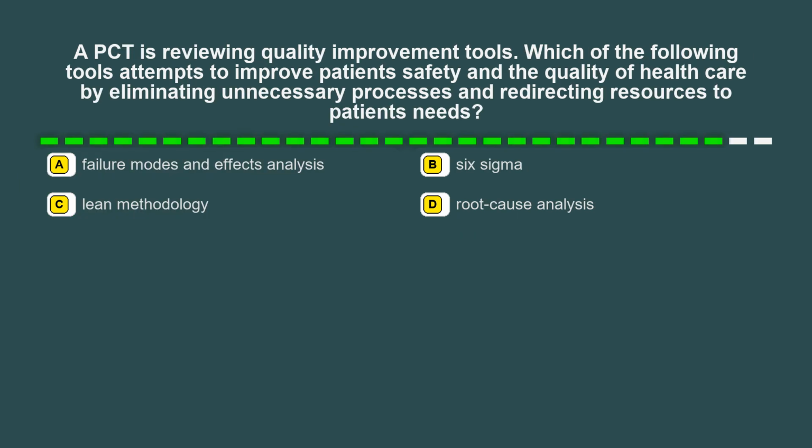Question 31. A PCT is reviewing quality improvement tools. Which of the following tools attempts to improve patient safety and the quality of health care by eliminating unnecessary processes and redirecting resources to patients' needs? Option A, failure modes and effects analysis. Option B, Six Sigma. Option C, lean methodology. Option D, root cause analysis.